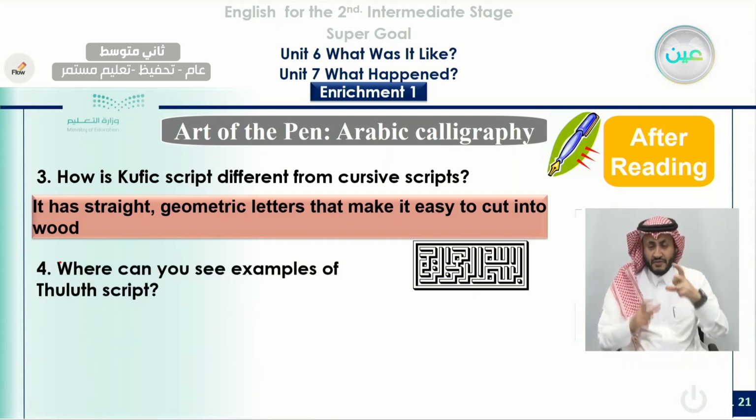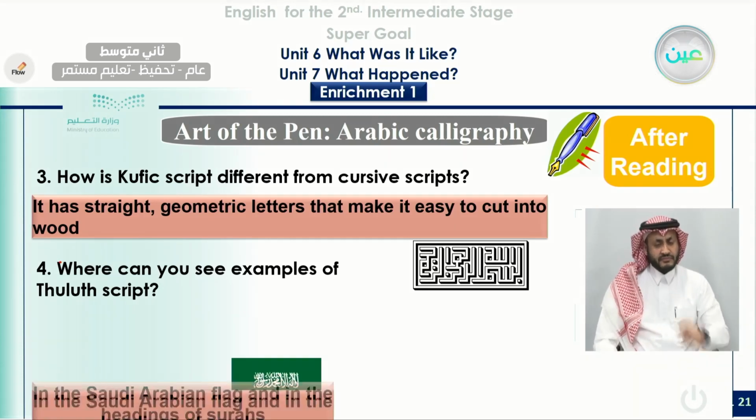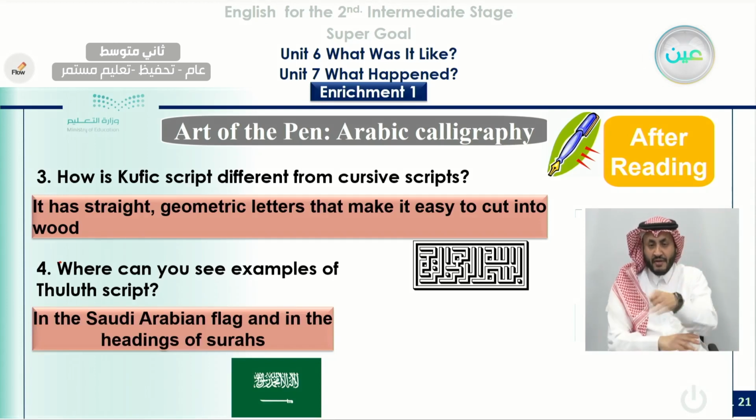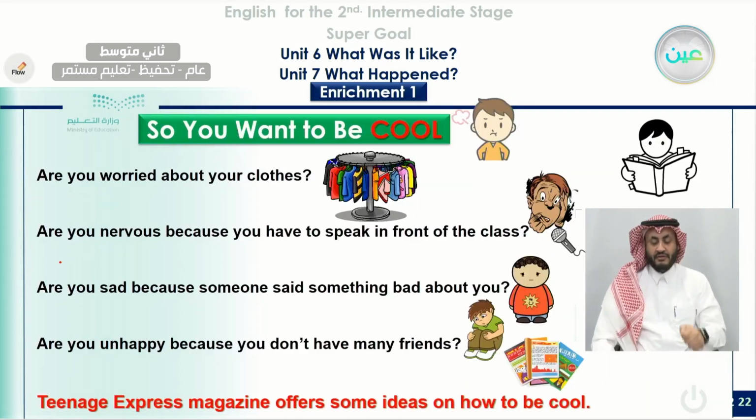Now, the fourth question here is asking about where. So we mean by where here, a place. Where can you see examples of thuluth script? Okay, we can find it in the Saudi Arabian flag and also in the headings of surahs.